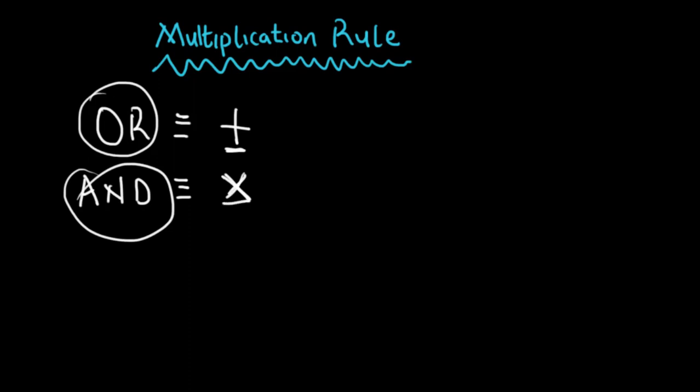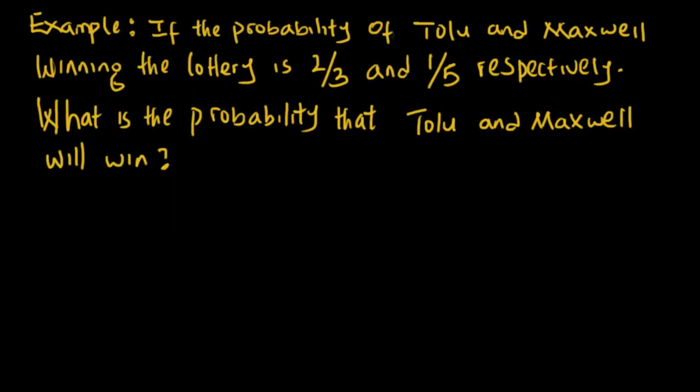Now I think the best way to really explain is to take an example. So let's take an example. So we have this question: if the probability of Tolu and Maxwell winning the lottery is 2/3 and 1/5 respectively, what is the probability that Tolu and Maxwell will win?